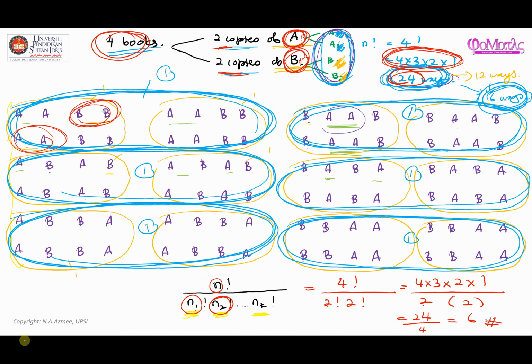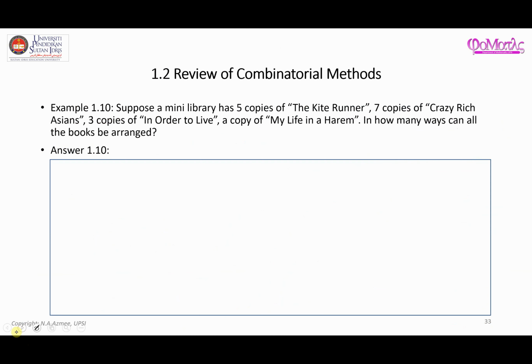Okay, now let us try and do this example here. So we have a mini library that has 5 copies of The Kite Runner, so this is category 1. 7 copies of Crazy Rich Asians, so this is category 2. 3 copies of In Order to Live, this is category 3. And a copy of My Life in a Harem, so this is category 4. So how many ways can all the books be arranged?